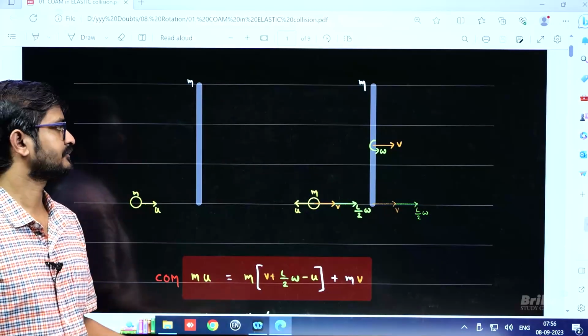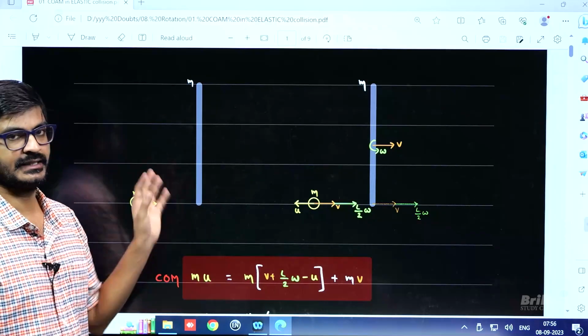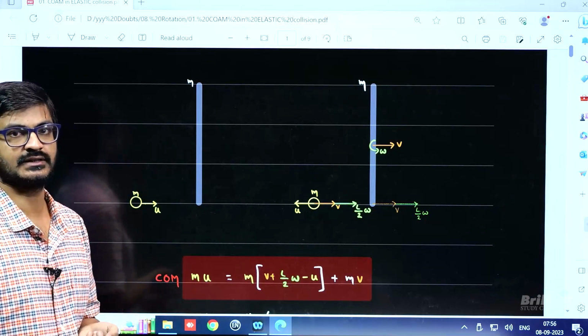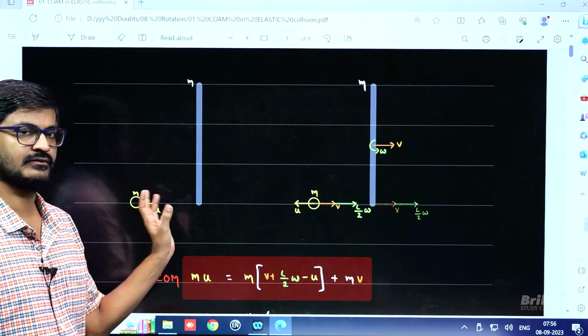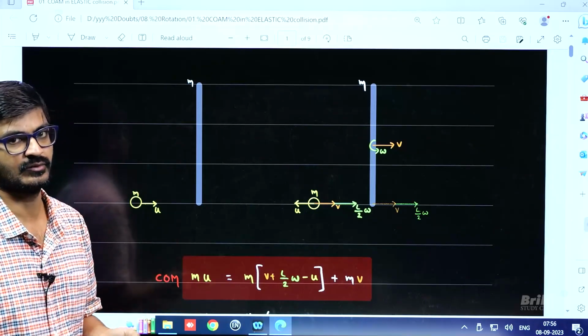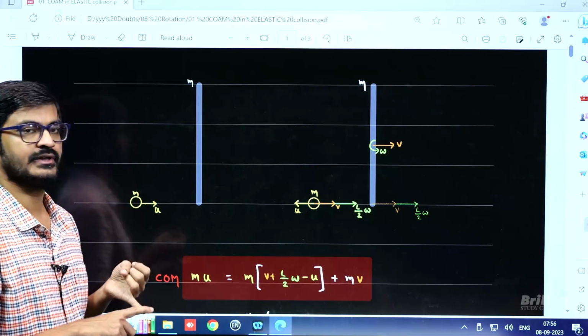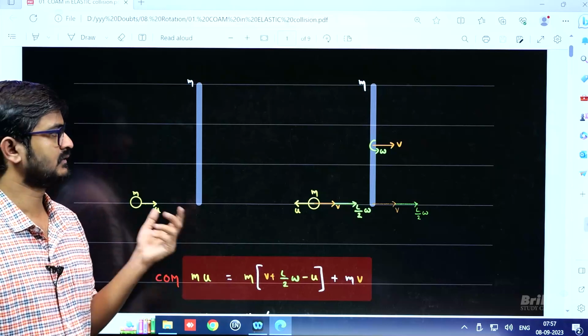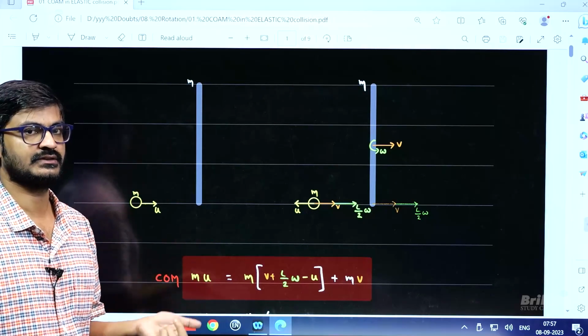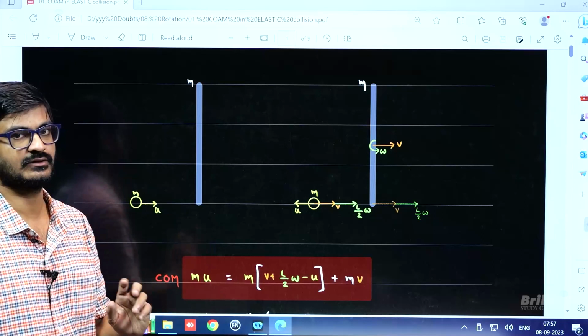Apart from that, all the forces are internal forces during collision, so I can do conservation of momentum, and since all the forces are internal, I can do conservation of angular momentum also, because the torque due to internal forces will be 0. So I can do conservation of momentum and conservation of angular momentum. Let me go with conservation of momentum first.